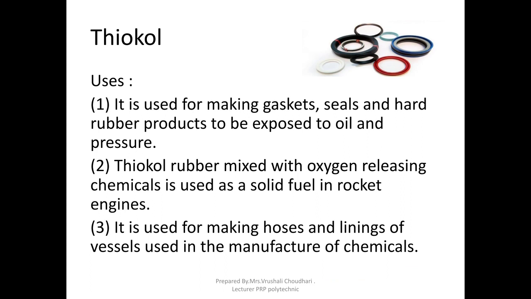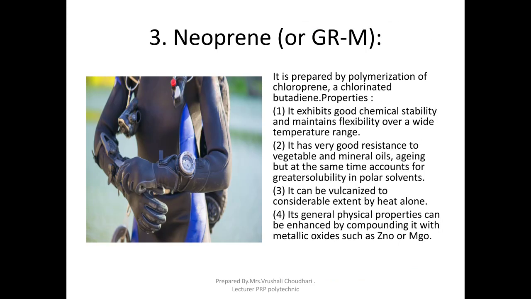It is used for making gaskets in the chemical industry as it is not affected by chemicals. Seals, and hard rubber products which can be exposed to oils and pressure. It is mixed with oxygen releasing chemicals and can be used as a solid fuel in rocket engines. This is a new development. It is also used for making hose linings and vessels used in the manufacturing of chemicals.